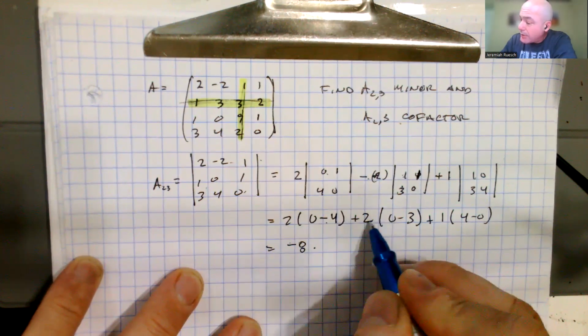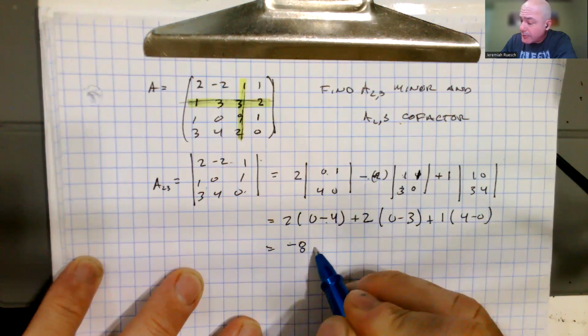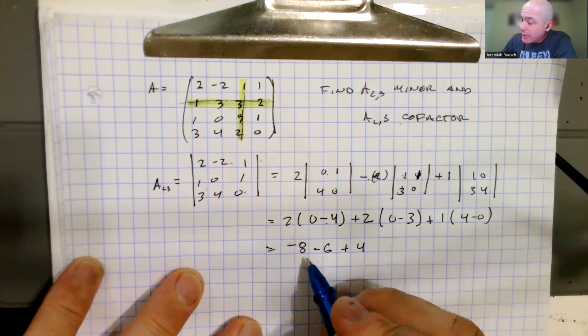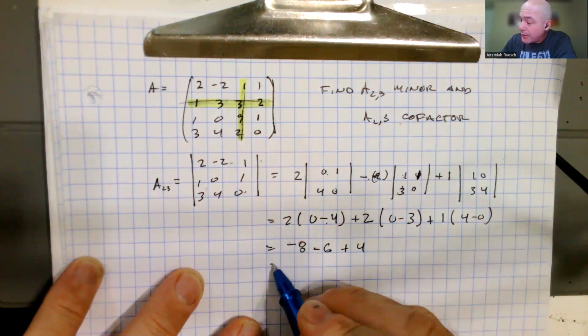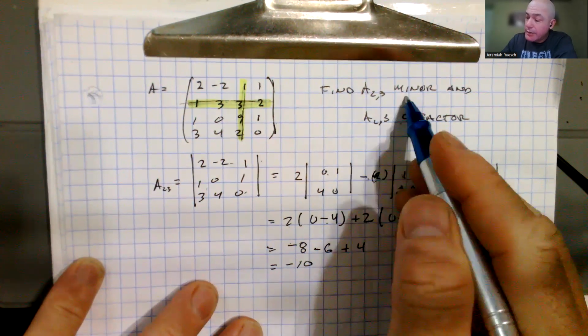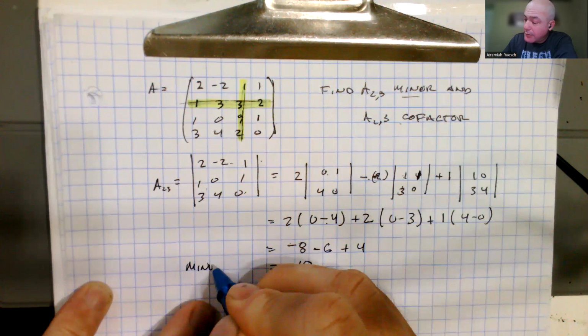So calculating everything out, we have a negative 4 times 2, which gives us a negative 8. Then we have a negative 3 times a negative 2, which makes it a negative 6. And then we're going to add to that positive 4. This is negative 14 plus 4. So it looks like we get a negative 10 as the minor. So this is our minor value.